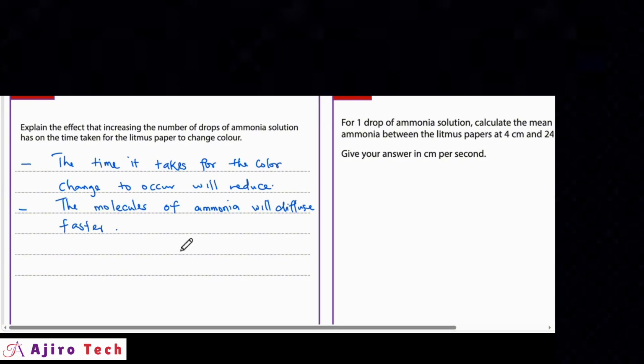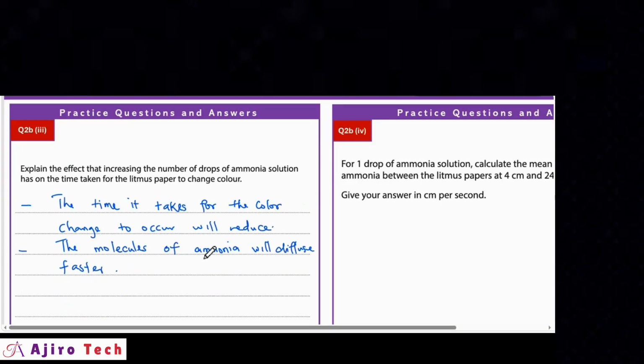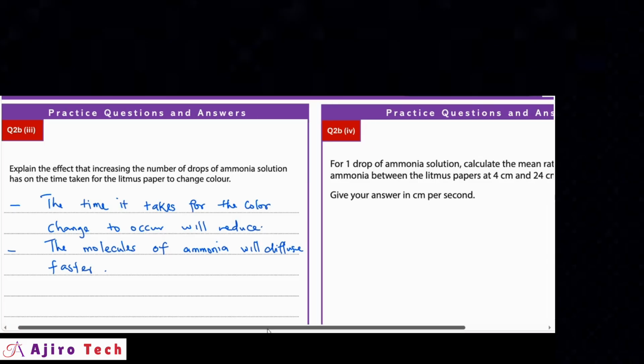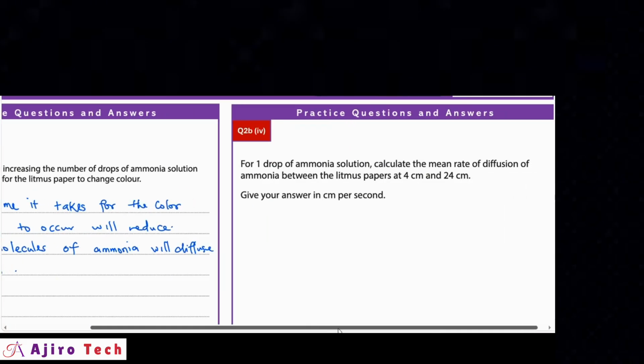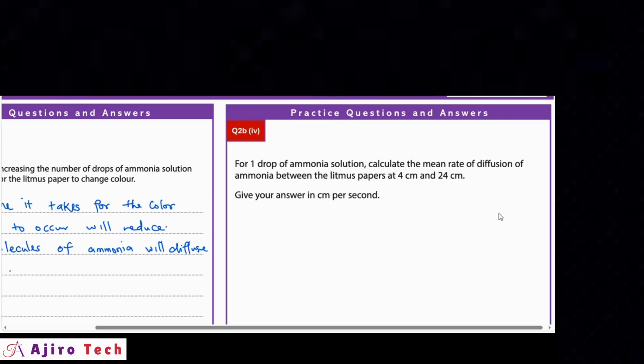Yes, so that's that. Let's move to question 2B. Question 2B. For 1 drop of ammonia solution, calculate the rate of diffusion of ammonia between the litmus paper, 4 centimeters and 24 centimeters.